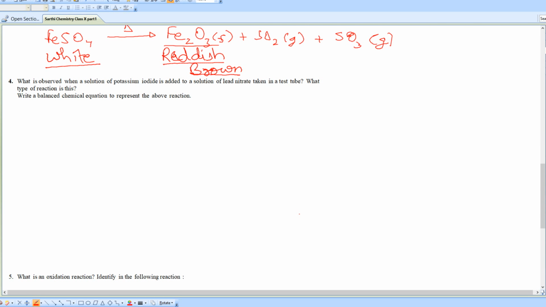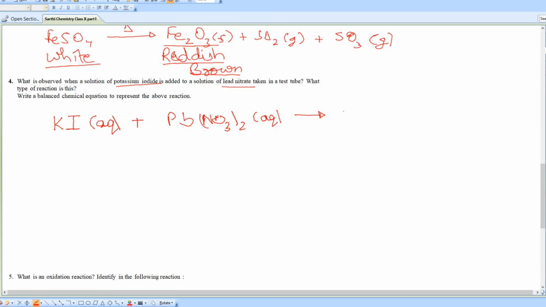What is observed when a solution of potassium iodide is added to a solution of lead nitrate taken in a test tube? And now what type of reaction is this? So let's start with potassium iodide, KI. We have a solution of potassium iodide and it has been added to lead nitrate. We have lead nitrate Pb(NO3)2. Now this is also an aqueous solution, so we'll write the physical state as aq. What will happen is that again it will be a double displacement reaction. Potassium will swap its partner with lead.